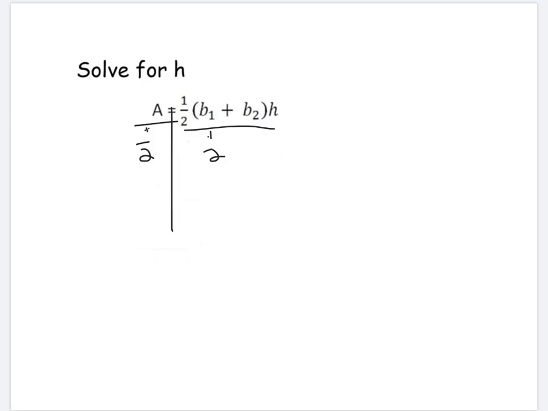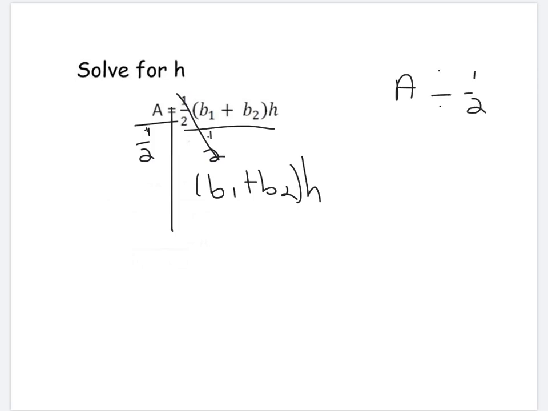The two 1/2s on the right-hand side cancel each other out, so I'm left with, in parentheses, base 1 plus base 2, times h. Now over here on the left-hand side, you don't want to leave that as a division problem. Even though you don't know what A is, you don't want to leave it like that, because you can't have a fraction in the denominator of a fraction. So the problem you really have there is A divided by 1/2.